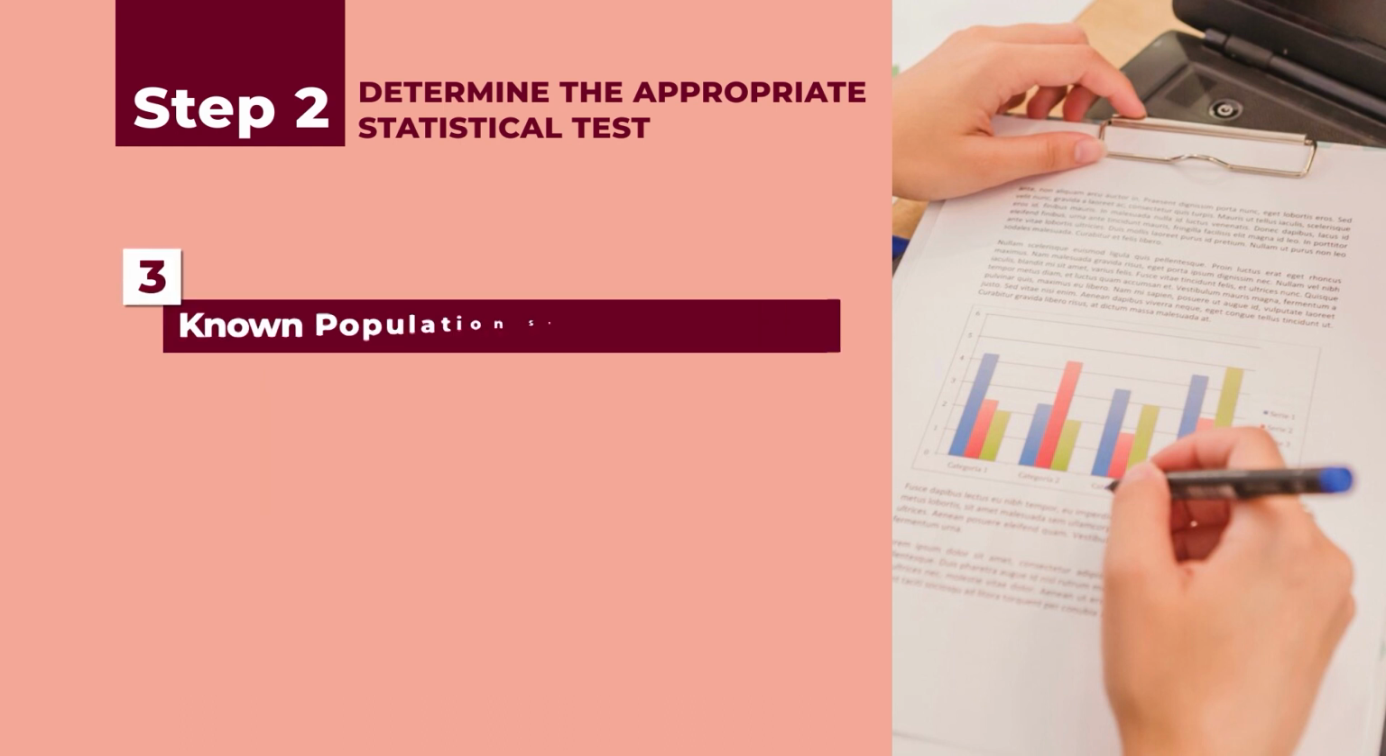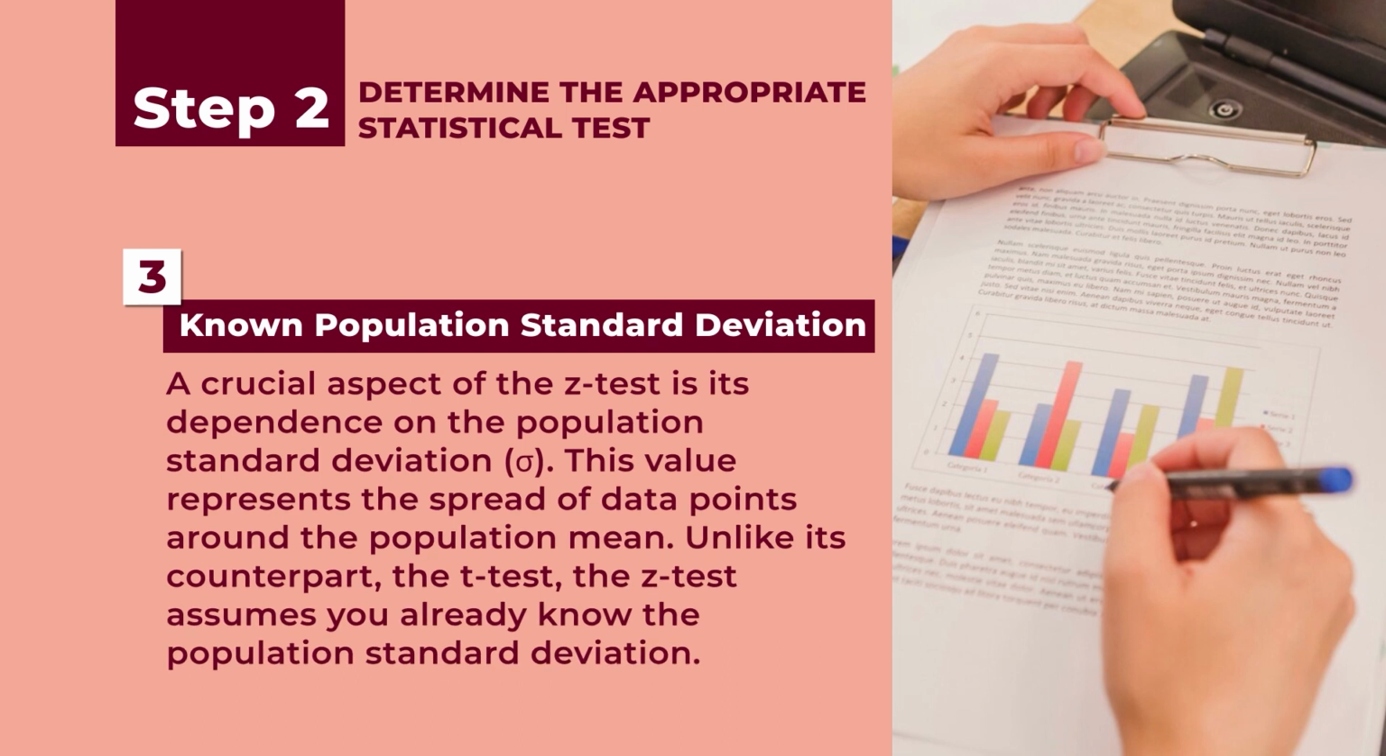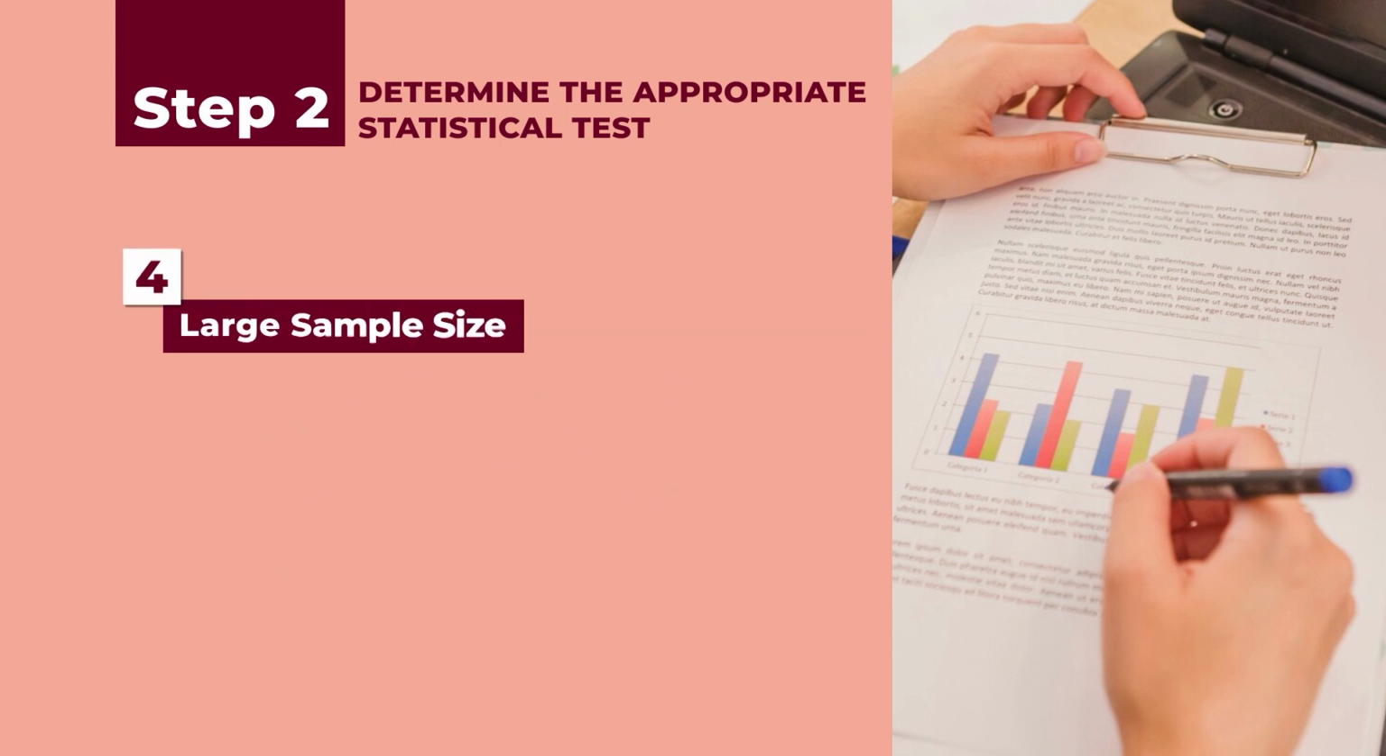The third assumption is known population standard deviation. A crucial aspect of the Z distribution and Z test is its dependence on the population standard deviation sigma. This value represents the spread of data points around the population mean. Unlike its counterpart, the t-test, the Z-test assumes you already know the population standard deviation. The fourth assumption is a large sample size.